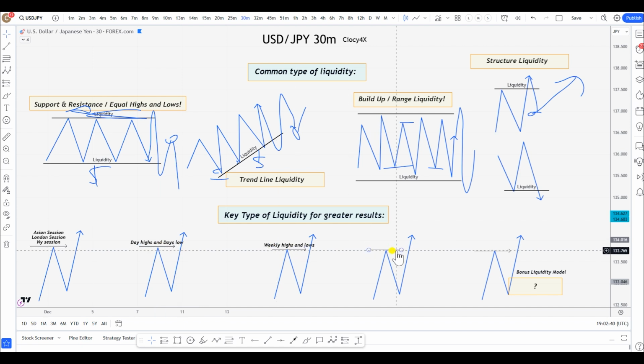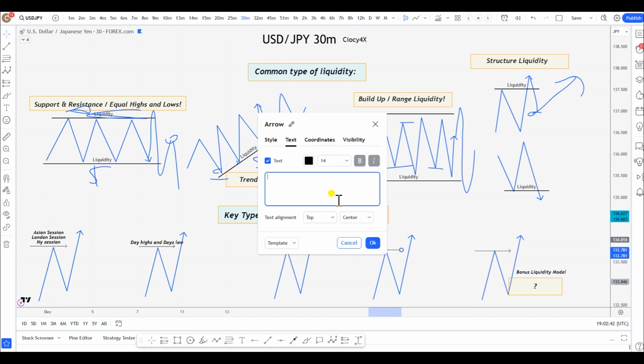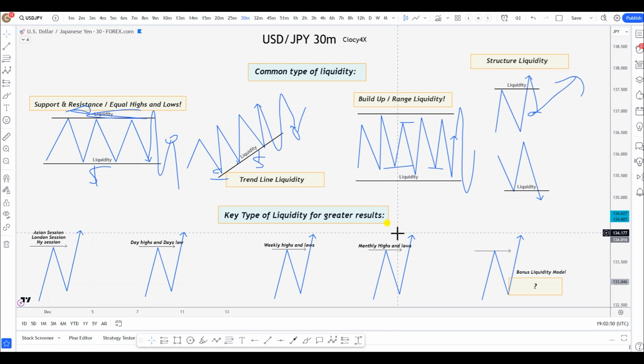So you can now guess that the very next one is definitely going to be what? The monthly, right? So we got monthly highs and lows. So this is very, very important. Again, same as the weekly one, especially if you're a swinger or if you're someone that's trading 4 hour, 1 hour and above. Okay, because not everybody trades intraday, not everybody trades within a few days. Some people swing as well.